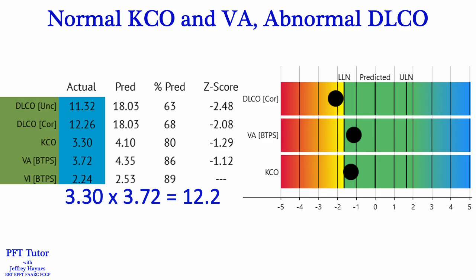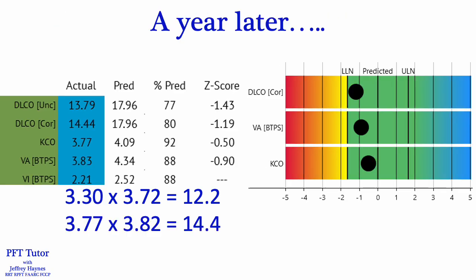Here's another example of this pattern. There's a KCO of 3.30, which is normal. A VA of 3.72, also normal. Multiply the two, you get a DLCO of 12.2. Its z-score is -2.08, so it's even outside of the two z-scores if we use the two-tailed approach. But we tested this patient a year later, and when the patient came back, there was a slight increase in the KCO to 3.77, a slight increase in the VA to 3.82, and now the patient has normal values.